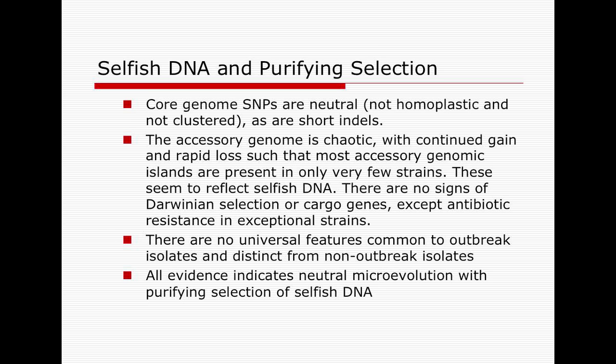Core genome SNPs are neutral, as are short indels. The accessory genome is chaotic, with continued gain and loss. Most accessory genomic elements are present in only very few strains. Selfish DNA, no signs of Darwinian selection, no cargo genes, except exceptional strains with antibiotic resistance. There are also no universal features common to the outbreak isolates. We were comparing different countries, different outbreaks, disease versus environmental. None of it seemed to make any difference. It's whatever's around, whatever contaminates the food product that you happen to be distributing, that's what's going to cause an outbreak. We're not seeing any causality here. And all of the evidence is indicating neutral microevolution with purifying selection of selfish DNA.